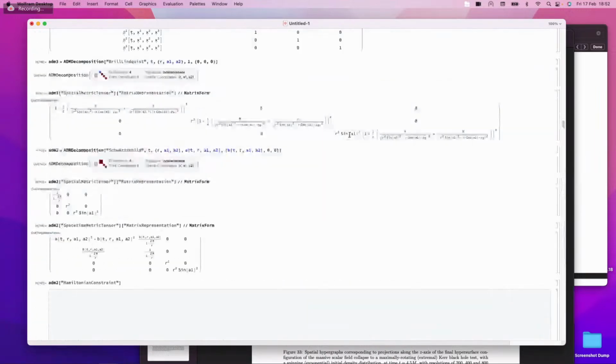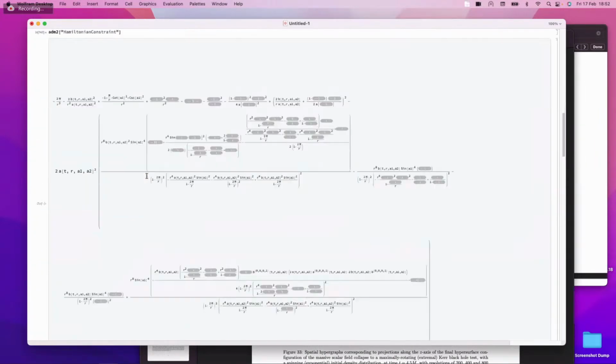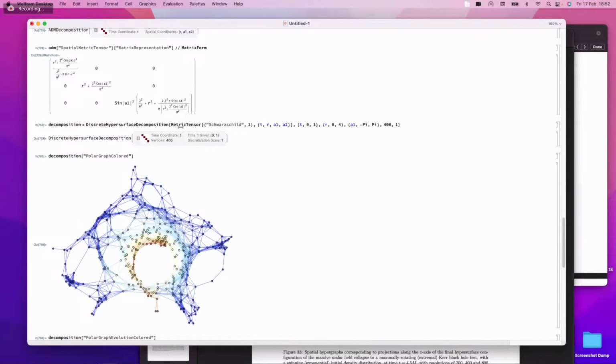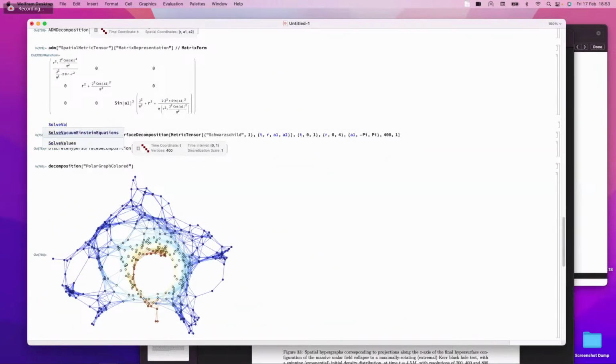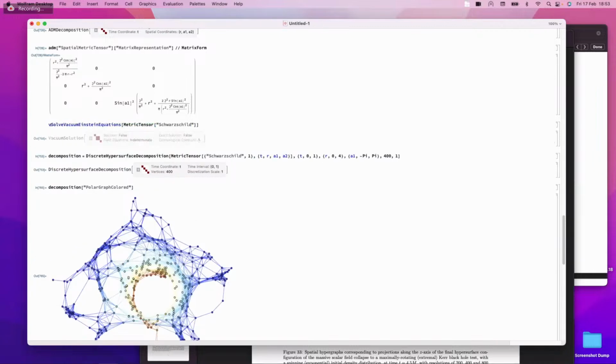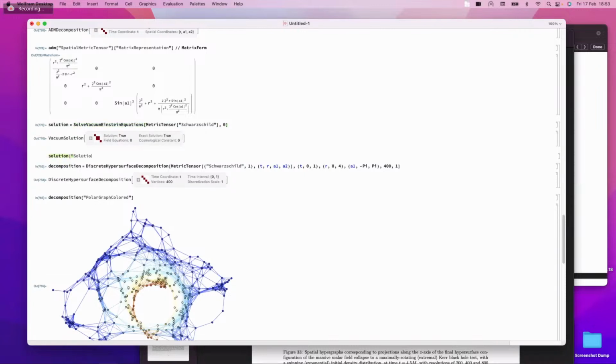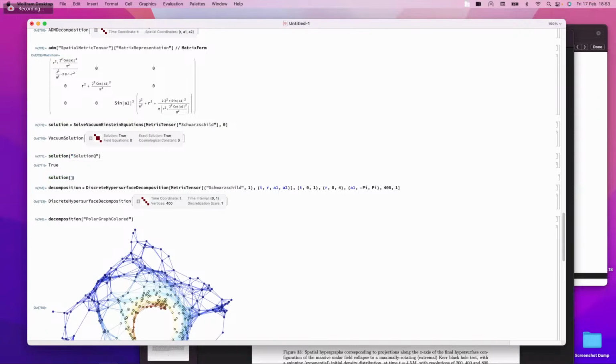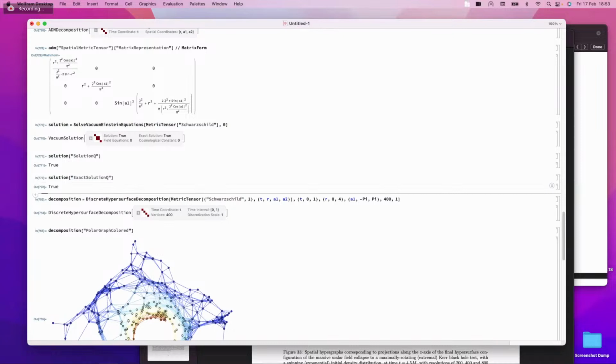So for instance, right now we've been dealing only with vacuum spacetimes so far. So if I say solve vacuum Einstein equations, we've been taking things like the Schwarzschild metric. It's assumed a non-zero cosmological constant, so it's saying that it's not a true solution. But okay, there we go. So it can confirm that it is in fact a solution, and it's an exact solution. It hasn't had to make some numerical approximation.